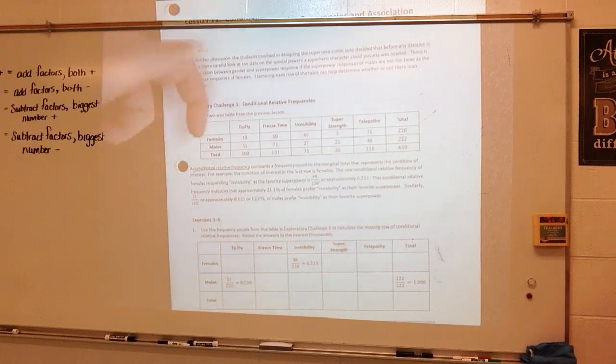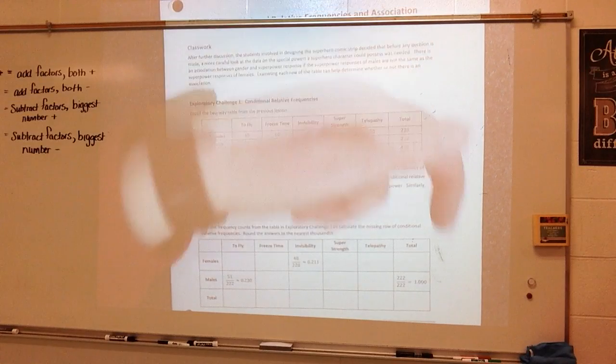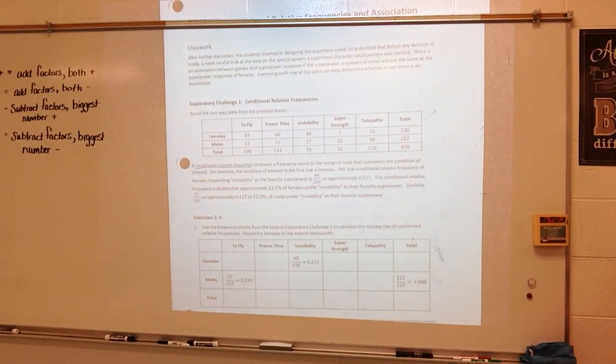Alright, so if I wanted to do fly, I would do 49 divided by 228, and I would get approximately 21.5%. How would we interpret that conditional relative frequency? Well, that 21.5% means that 21.5% of the females surveyed chose fly as their favorite superpower.